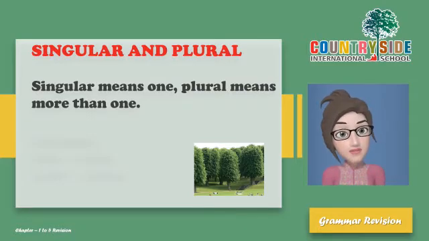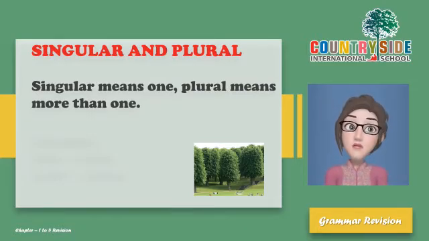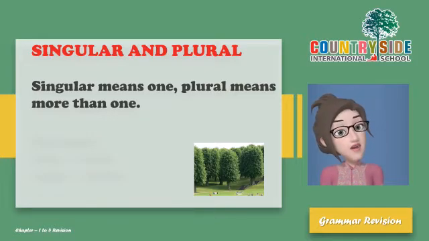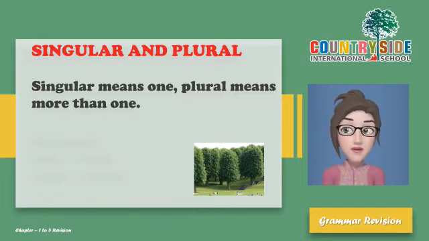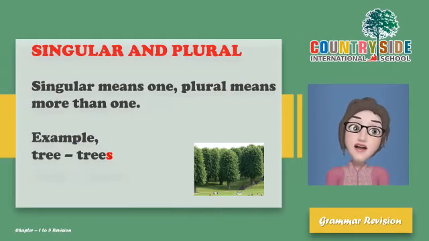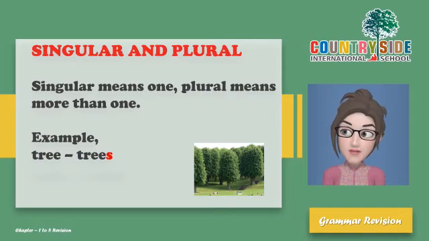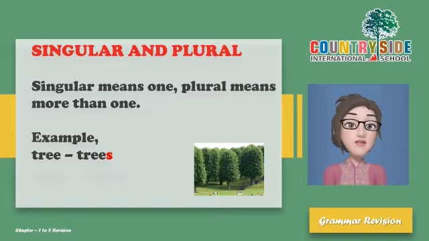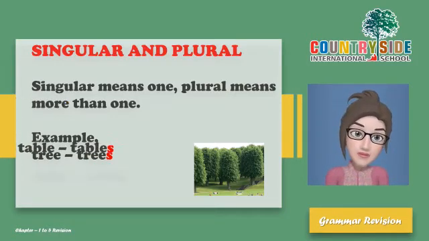Now, there are few rules which we studied to make a singular noun into a plural. So we'll see. The first rule is just by adding s. So see the examples. Tree is one. When we add s to tree, it becomes trees. That means many trees. Table, tables.